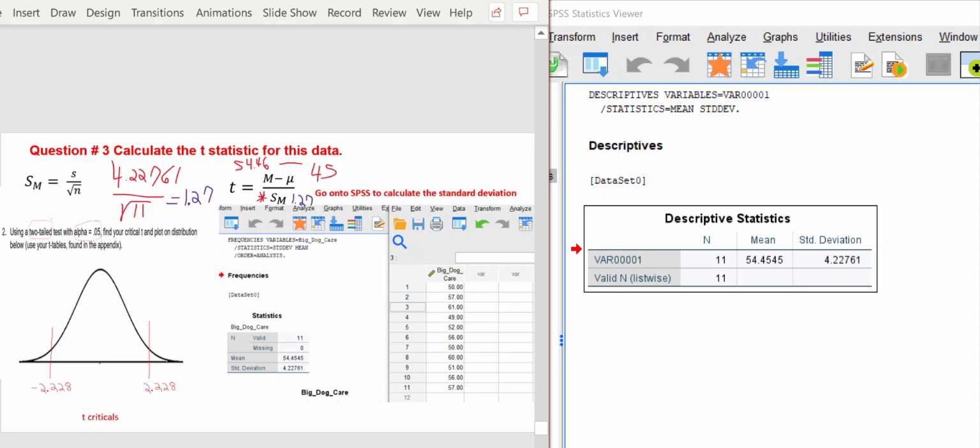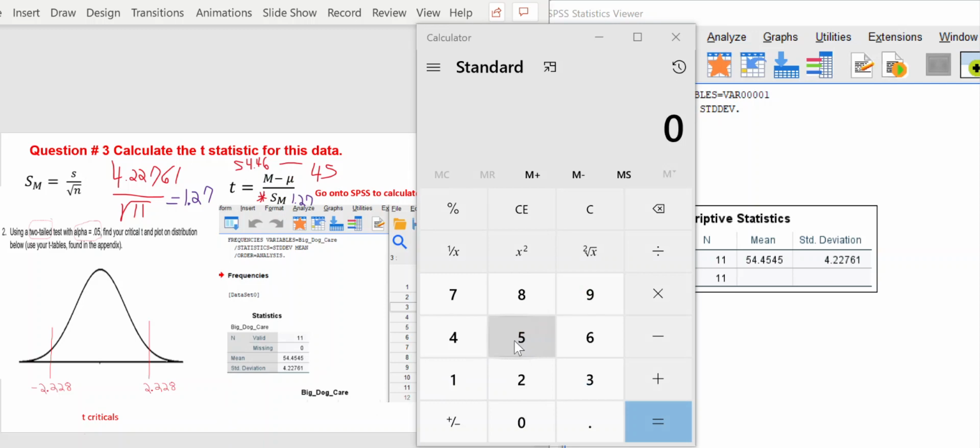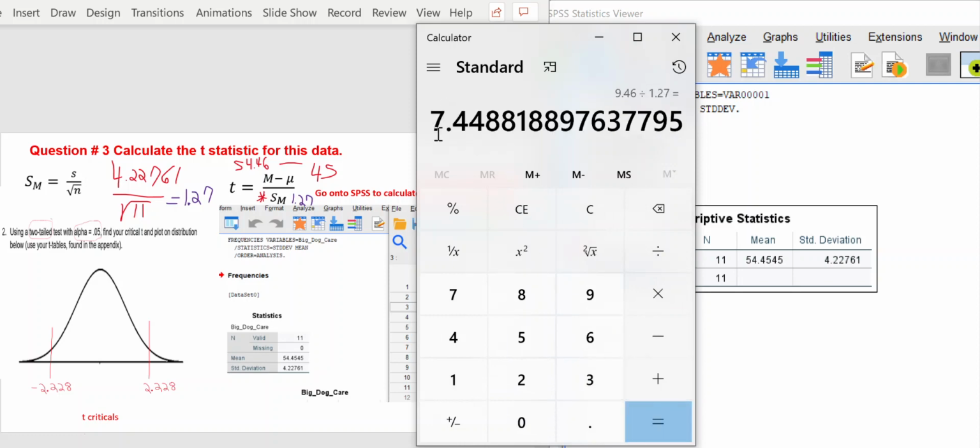Then I'm going to divide by it. That's going to be in the denominator. I'm going to subtract first and then divide by 1.27. So we have 54.46 minus 45, and that gives 9.46. I'm going to divide that by 1.27, and that gives us a T statistic of 7.44.